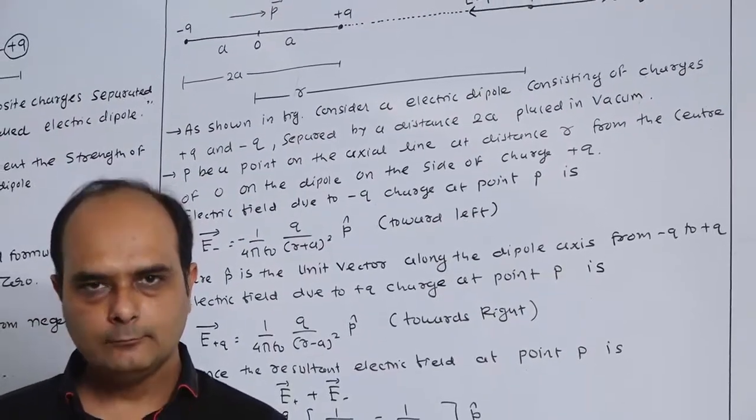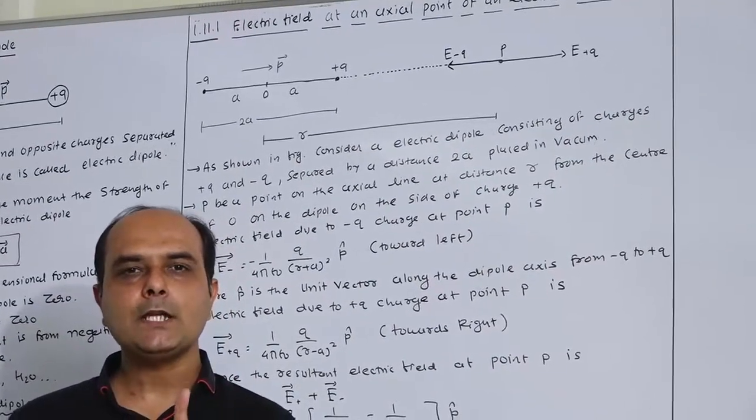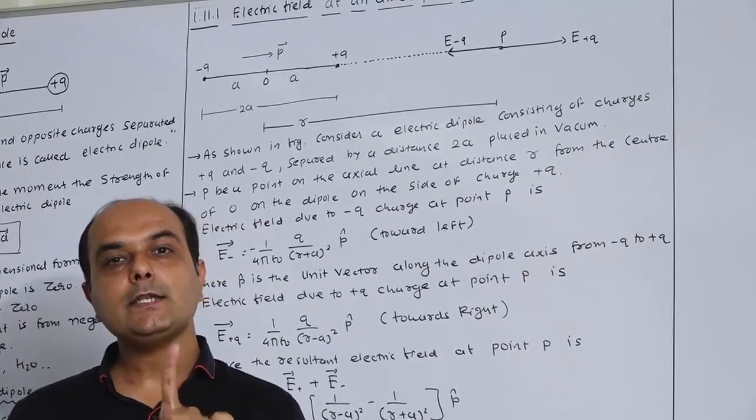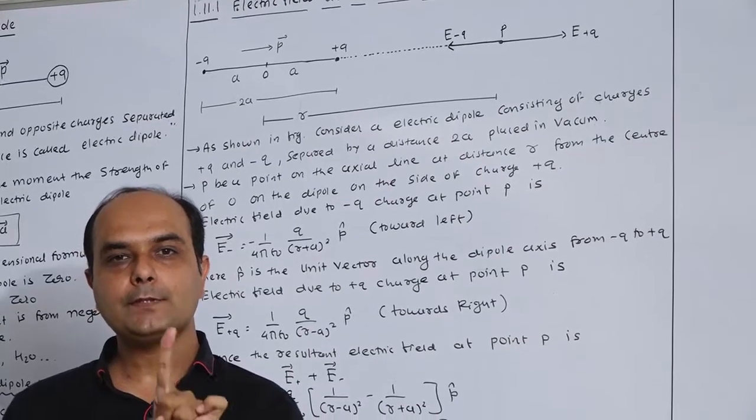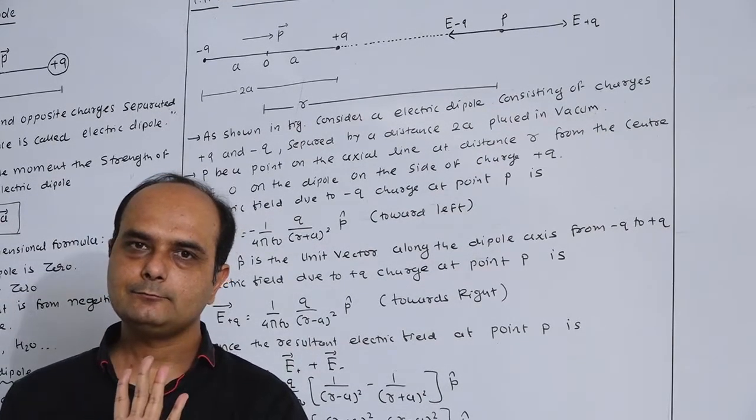Now to derive the answer of this theory, we simply use the electric field due to a point charge. What is the equation of the electric field due to a point charge? That is E is equal to 1 upon 4 pi epsilon 0 into Q by R square.